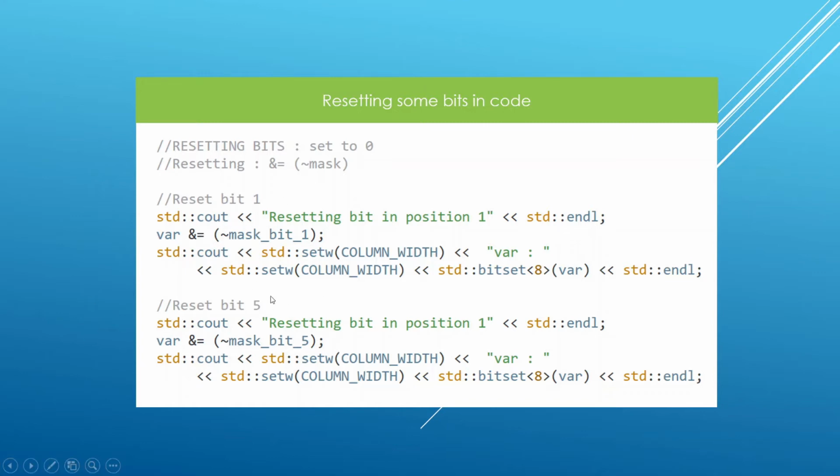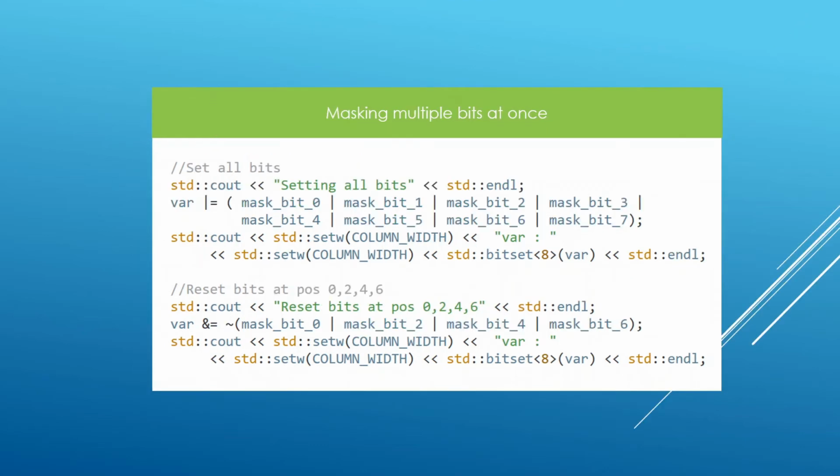This is another example of how we can reset the bit in position 5. We're going to AND it with the mask that is reversed, and we're going to print out the result here. This is really easy once you understand what is happening behind the scenes. One thing I want you to see is that we can also mask multiple bits at once, and we achieve that by taking our masks and bitwise ORing them together.